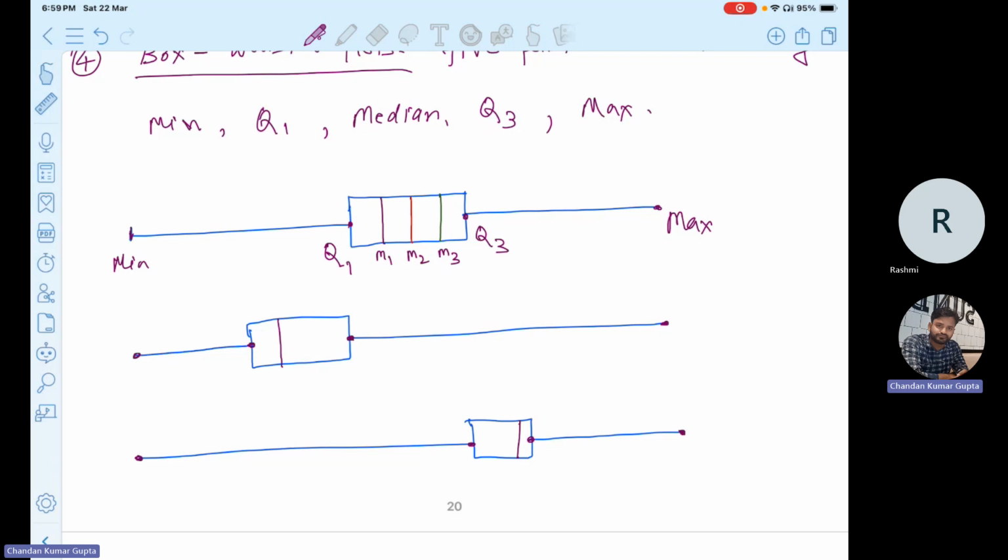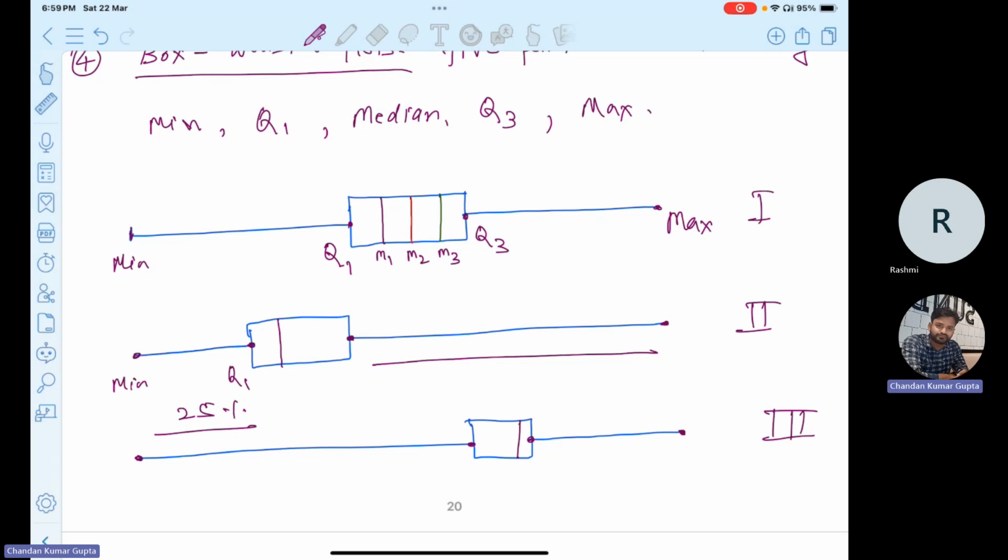For example, in the second plot, if we look here, the Q1 and the minimum value are near each other as compared to this. So that means 25% of the data lie here. And this also contains 75%, 25% of the data.